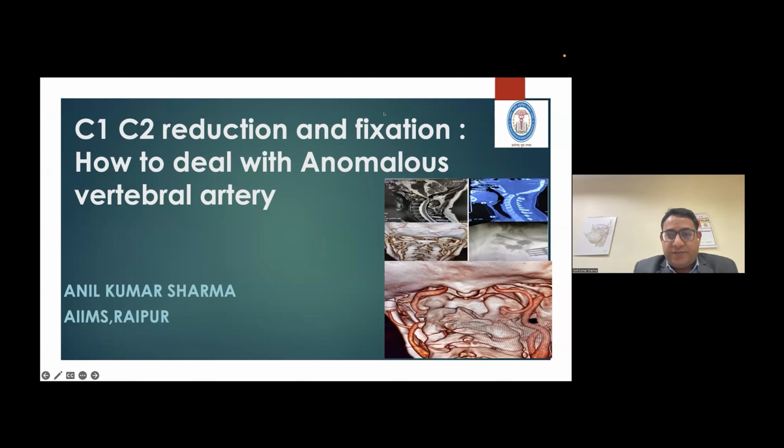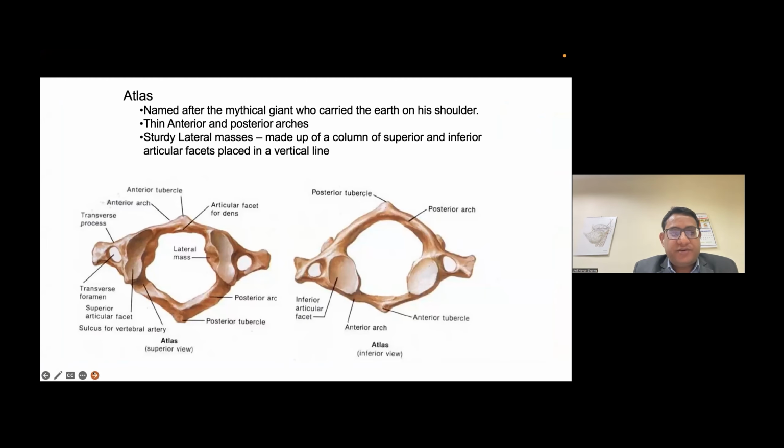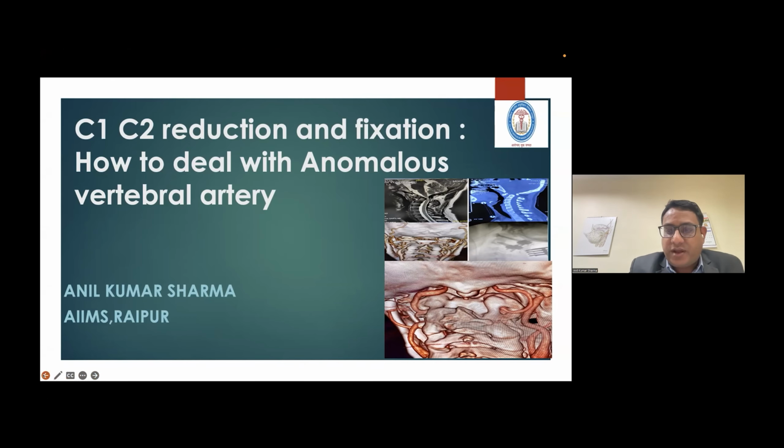So as we all know, there has been significant change in our understanding of CVJ over a period of time, and in the past 2 decades, there has been a paradigm shift towards posterior reduction and posterior fixation, and C1 lateral mass screw. It has been demonstrated that that's a better construct and is biomechanically more stable as compared to other fixation techniques.